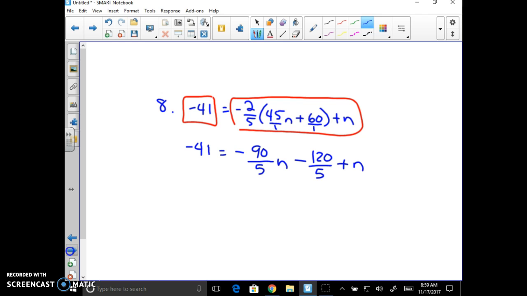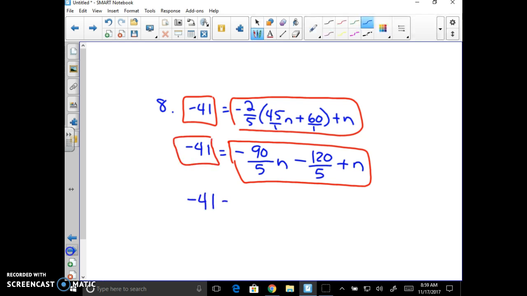Let's box it. Do inside the box. So we have negative 41 equals, when we simplify that, negative 90 over 5, or negative 90 divided by 5. So it's a negative divided by a positive gives me a negative 18n. And a negative divided by a positive gives me a negative. And that's going to be negative 24 plus n. Box it again because there's something we still can do inside.